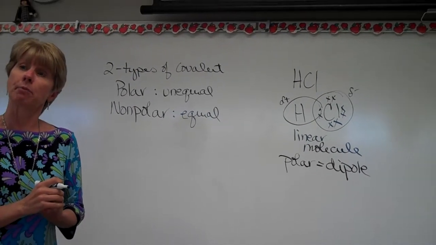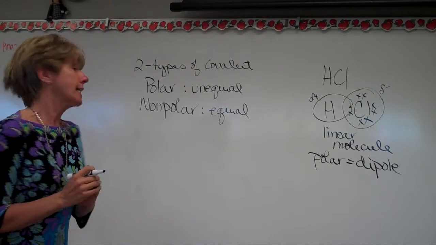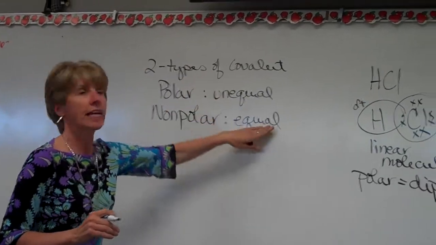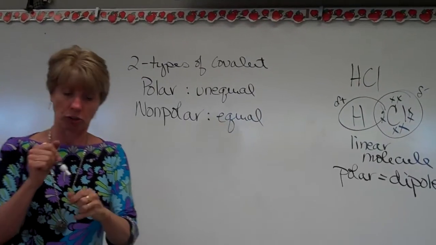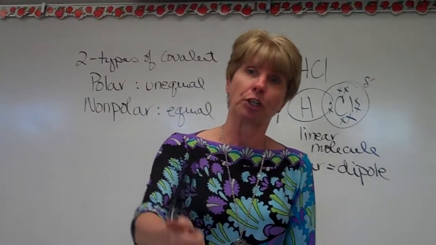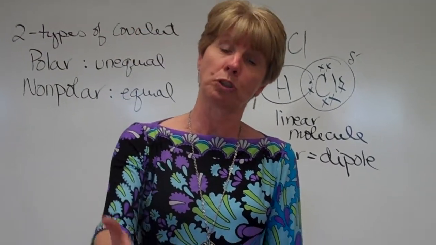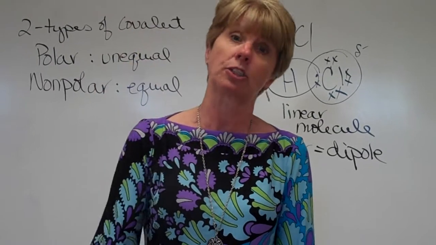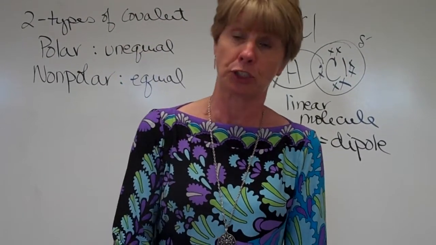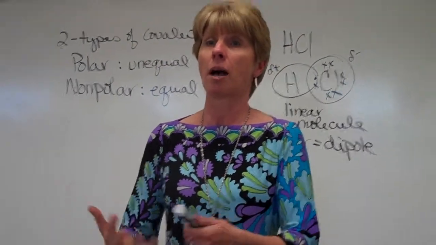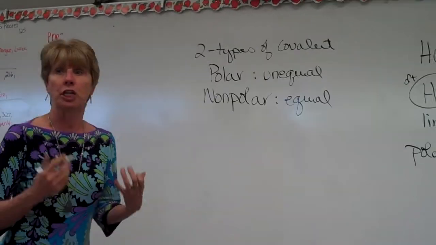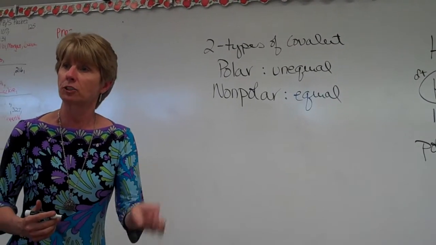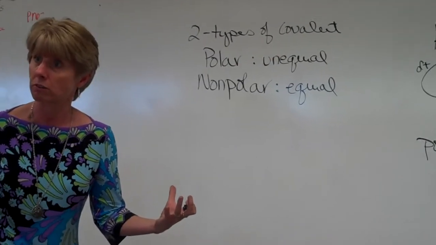Now let's do an example of a nonpolar. Nonpolar is when they're shared equally. That would be all of your diatomics: H2, N2, O2, F2, Cl2, Br2, I2. Those are your diatomics. Your diatomics all have nonpolar covalent bonding. The electrons are going to be shared equally because if you subtract the electronegativities, you're going to get 0, right?